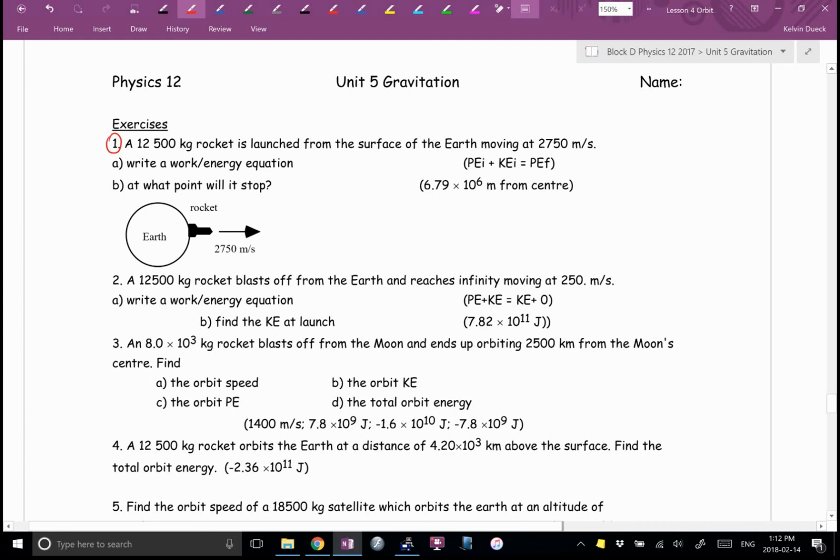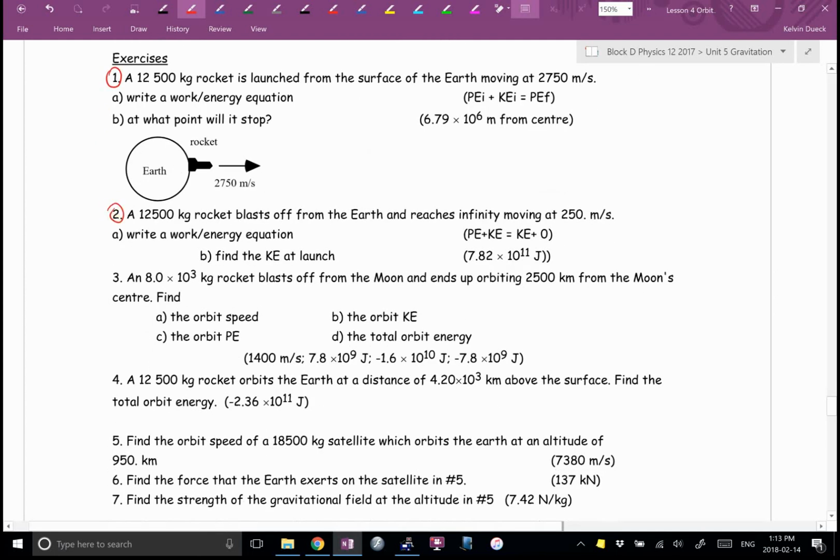It says write a work energy equation. What's B asking you to find? Is it asking you how much work? Don't write a work equation. Write an energy equation. I would use kinetic, conservation of energy. Number two, I would also use potential energy, conservation of energy here. Here, we reach infinity, except our final kinetic energy is not zero. We still have some extra. We're still moving. How much kinetic energy do we have at the launch?